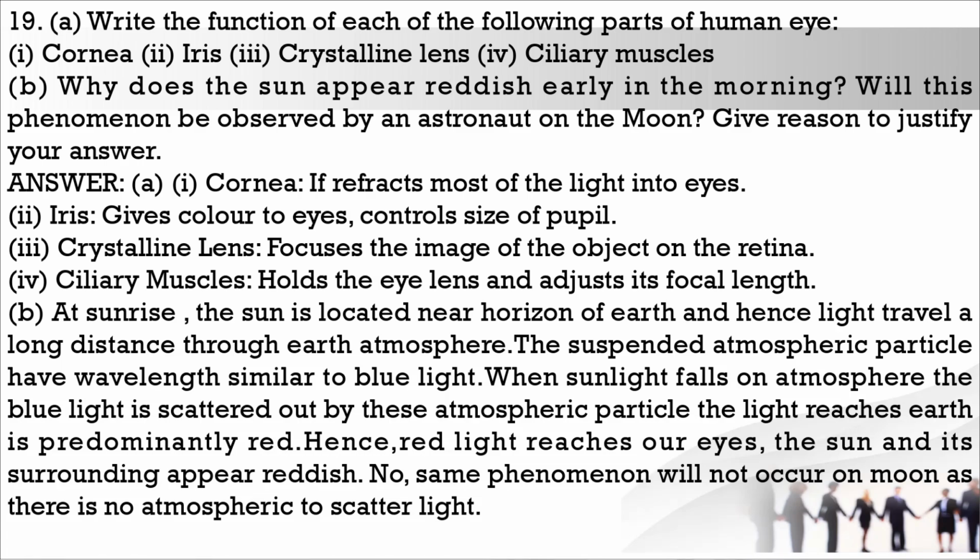B. At sunrise, the sun is located near the horizon of Earth, hence light travels a longer distance through Earth's atmosphere. The suspended atmospheric particles have wavelength similar to blue light. When sunlight falls on the atmosphere, the blue light is scattered out by these atmospheric particles. The light that reaches Earth is predominantly red, hence red light reaches our eye. The sun and its surroundings appear reddish. No, we cannot see the same phenomenon from the moon because there is no atmosphere to scatter light.